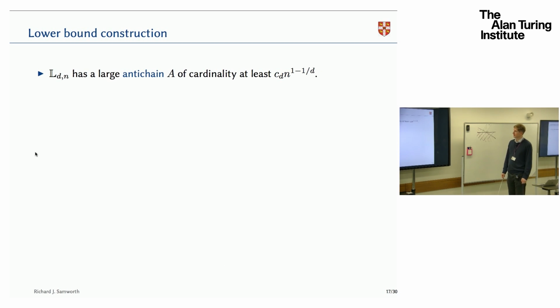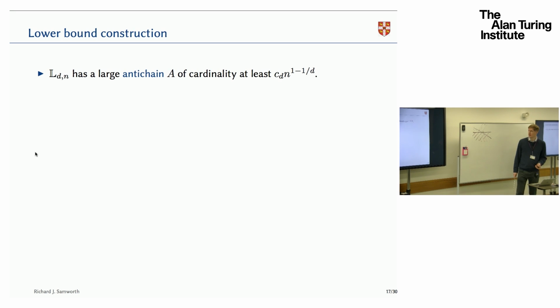Okay, so yeah, maybe I should say something about how you come about this lower bound. The idea, perhaps the key idea of our work, is that this lattice has a large antichain. A chain is a set of mutually comparable vertices in this ordering. An antichain is a set of mutually incomparable vertices. Okay?